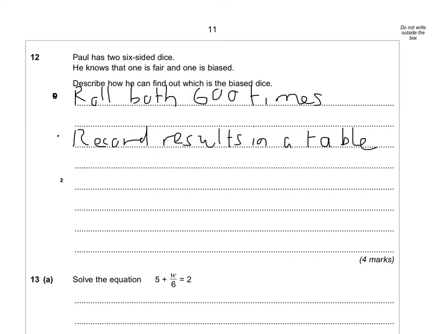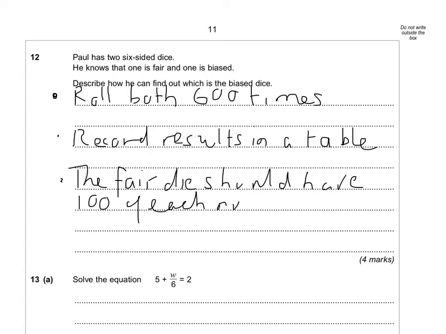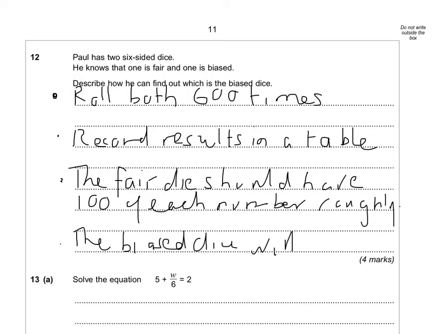And then your analysis of that. So you've rolled it, you've seen what happens, what does it show? The fair dice should have 100 of each number roughly, because a sixth of 600 is 100. The biased dice will not. Okay, but something like that.